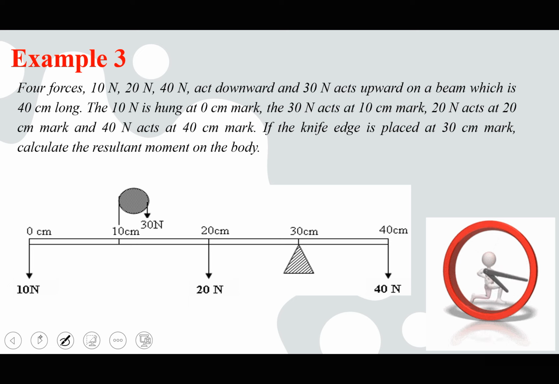So first of all, we can choose where to take moments. We have two easier options to take moments. We have this one here, and we have this one here. These are the easiest points to take moments. Of course, the 30 newtons is acting over this, so it means it is causing a tension here, which is 30 newtons. So if I take moments above the pivot here, let this be my pivot for taking moments.